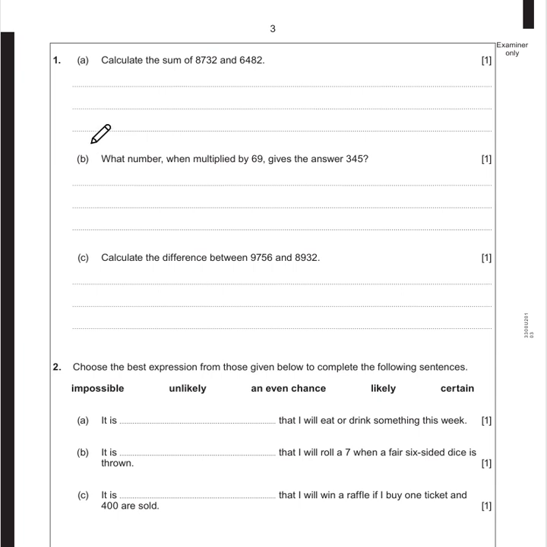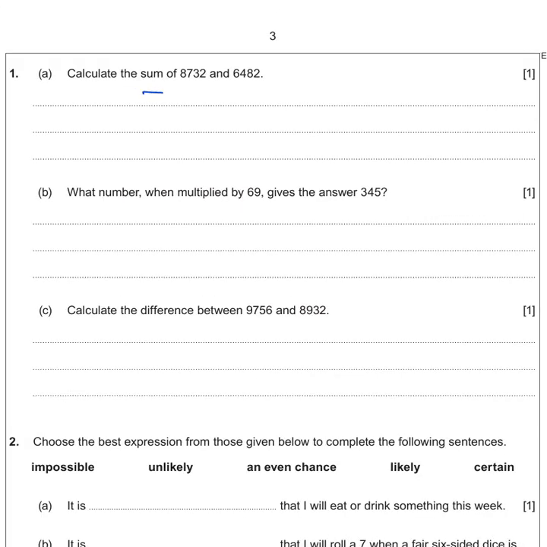Question number 1 is asking us to calculate the sum of 8,732 and 6,482. Okay, the key to this is that sum means that we are adding the terms. So if you see this, we're always adding. It's a calculator paper, no need for us to do it without the calculator. Let's pop that into our calculator and you should get the answer 15,214.